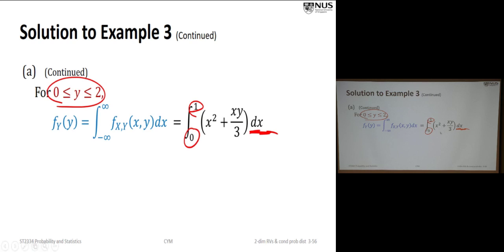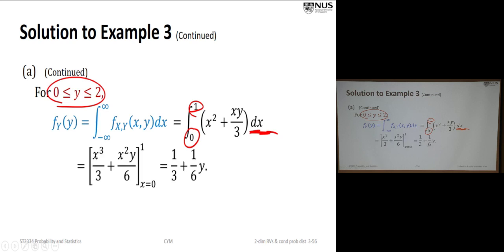Outside that, it is 0. So complete the integration, it is 1/3 plus 1/6 y. And 0 otherwise. The word otherwise is a little bit cheating, but you write it explicitly to make sure that you understand what's going on. All right? When y is outside the range of 0 and 2, the marginal distribution of y, or the density, is 0.